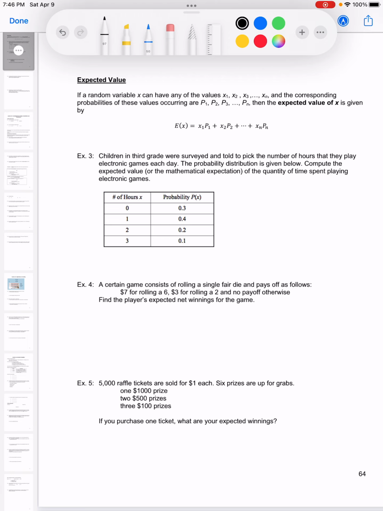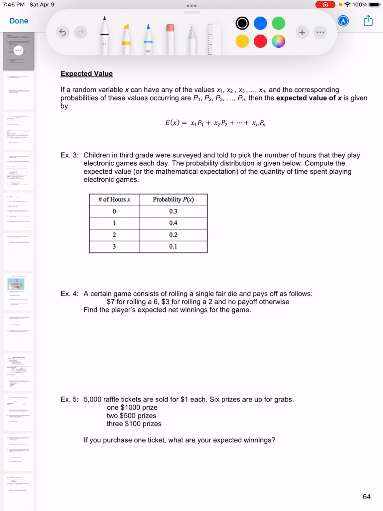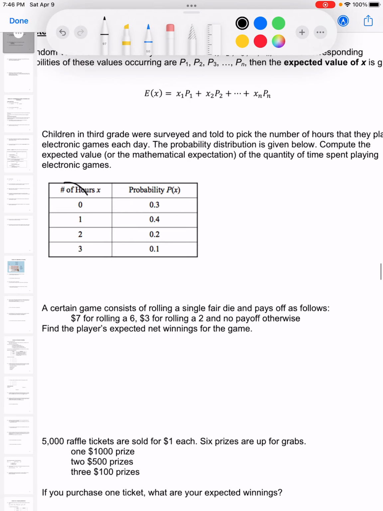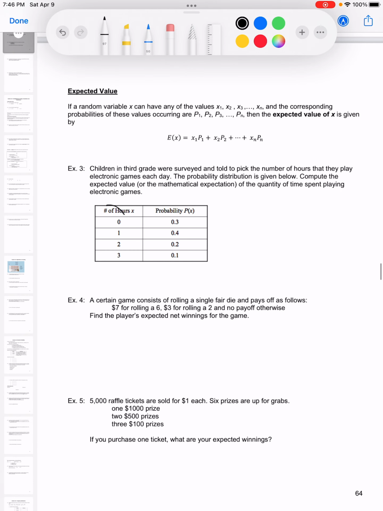Let's look at a new topic in probability called expected value. We've got some definitions and a formula up here. So let's look at this formula a little bit. Remember, P means probability, and X is going to be some data that we're going to give you in a chart. And kind of in this chart, looking down here, X is the number of hours.